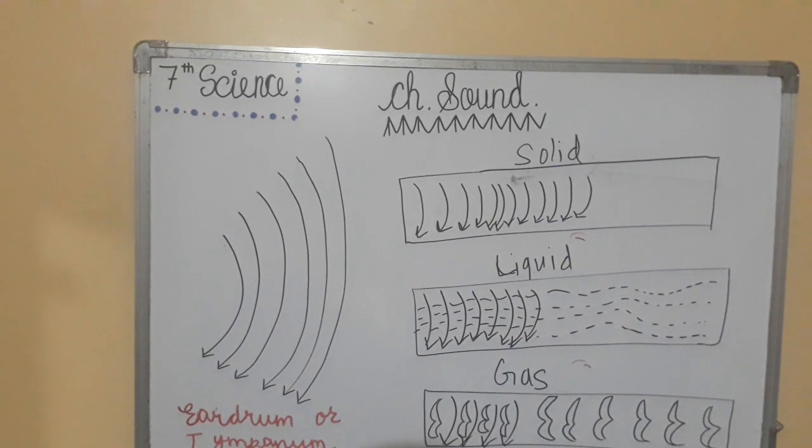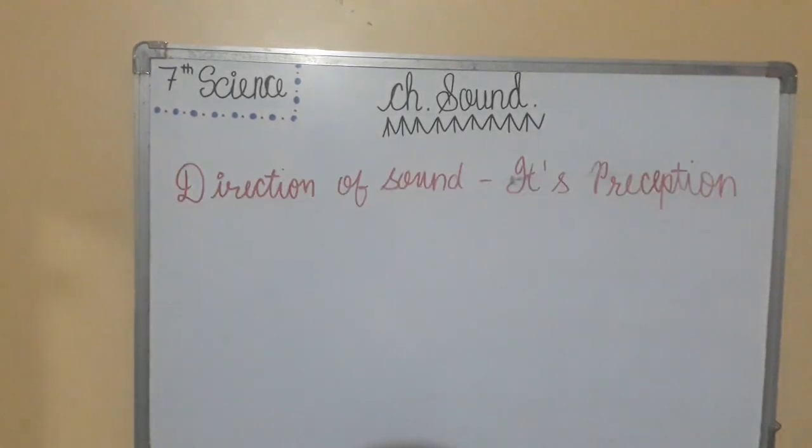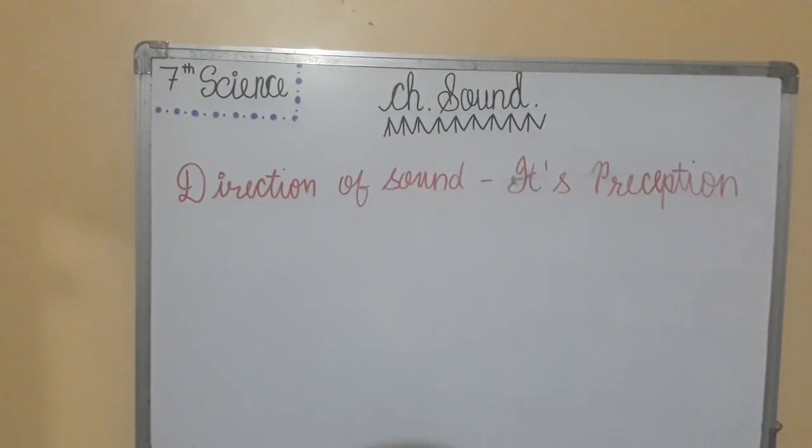Now we will learn direction of sound and its perception. We can perceive the direction of sound with a certain accuracy. A given sound reaches one ear first and then the second ear after a certain time interval. Based on this time interval, we can identify the direction of the sound from the left side or the right side.